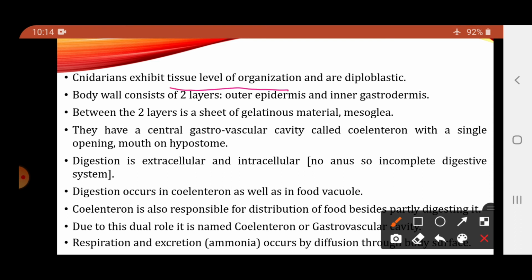Now which level of organization? They have tissue level of organization, that is, those cells which perform a similar function are organized into tissues, and tissues perform the functions. They are diploblastic, that is, they have two germinal layers, ectoderm and endoderm. Now their body wall also consists of two layers. The outer layer is called the epidermis and the inner layer is called the gastrodermis. Say for example, the outer layer, if we talk about our body, is the skin.